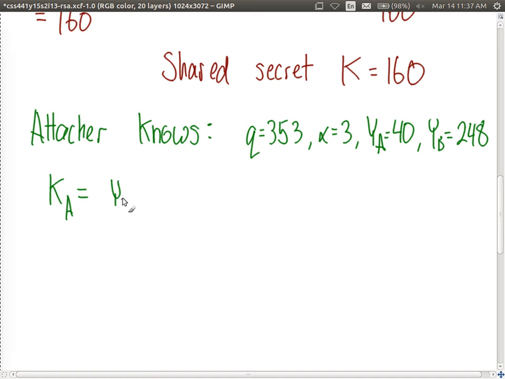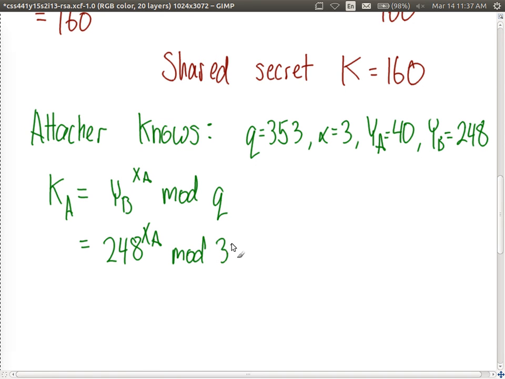We know the equation: YB to the power of XA mod Q. YB, we know, 248. XA, we don't know, not yet. And we know Q. So the attacker has a problem. I have an equation with four variables, two of them are unknown. So I can't solve that unless I find XA. If I find XA, it's easy to calculate K. I could have tried from KB as well. From the attacker's perspective, KB equals YA to the power of XB mod Q. Same problem for the attacker, they don't know XB. So XA, XB, I need to find one of them.